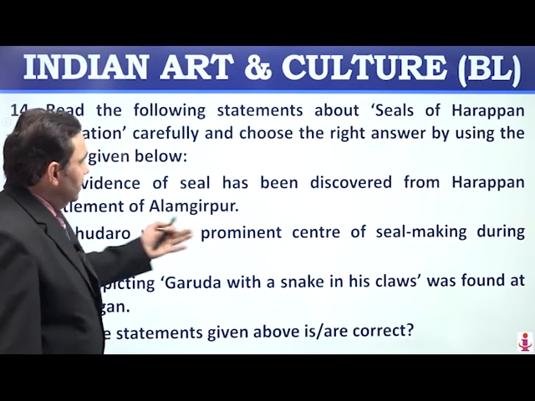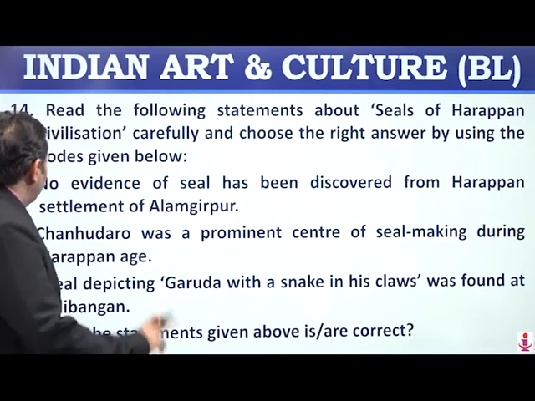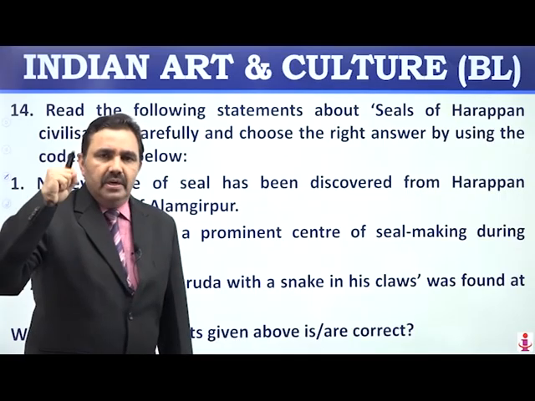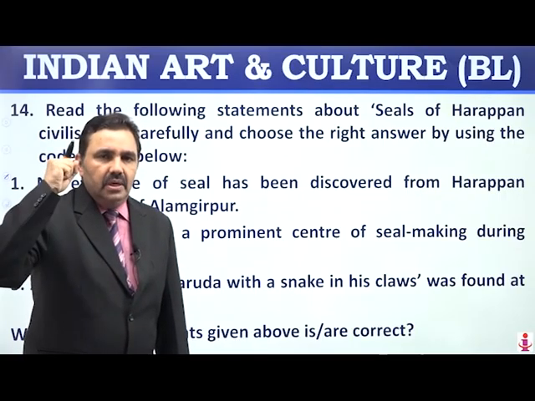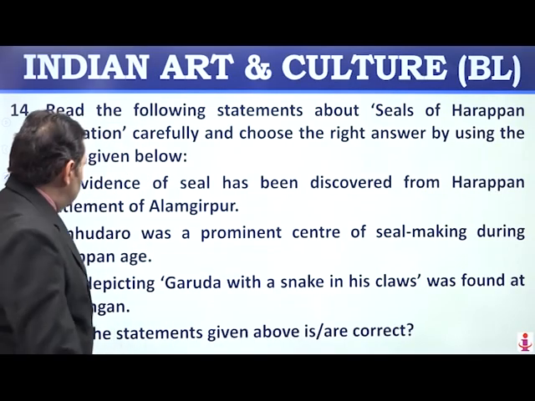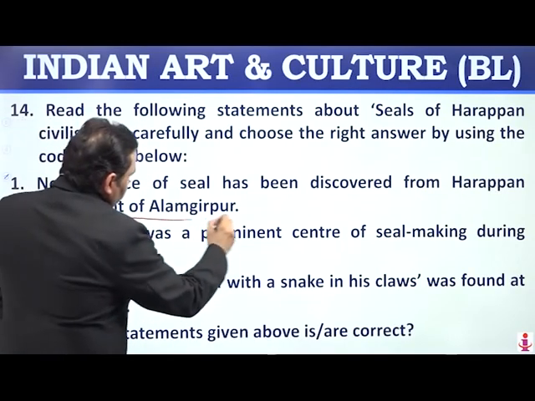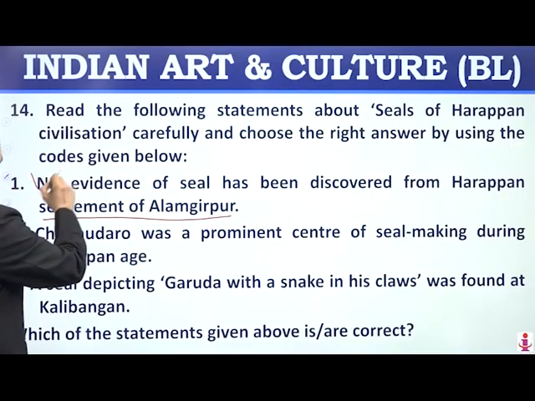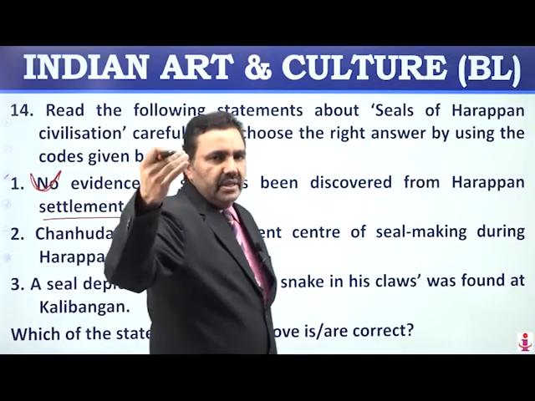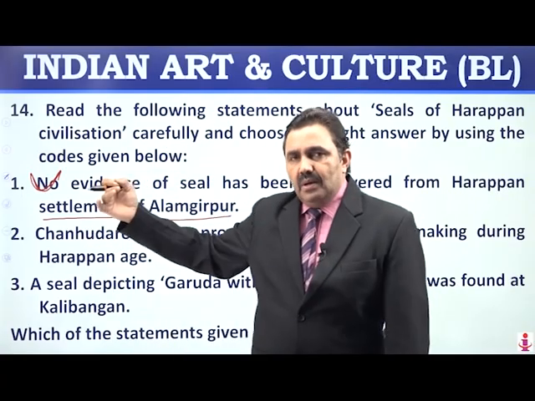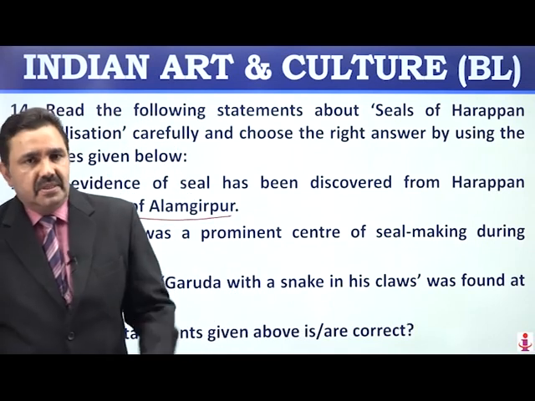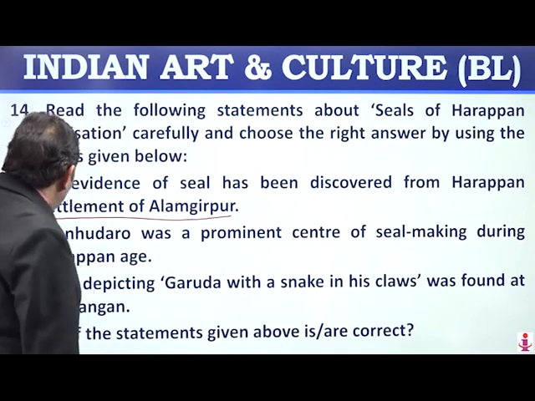Statements about Harappan seals, choose the right one. Seal means stamp. The stamp used by Harappans to mark ownership or to authenticate transactions between them. No Harappan seal has been found at the settlement of Alamgirpur. That's correct. Alamgirpur is located near Ghaziabad or near Delhi in UP on the banks of river Hindan. Alamgirpur was the easternmost site of Harappan civilization. So number 1 is correct here.